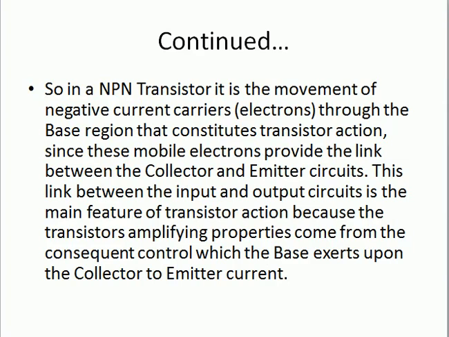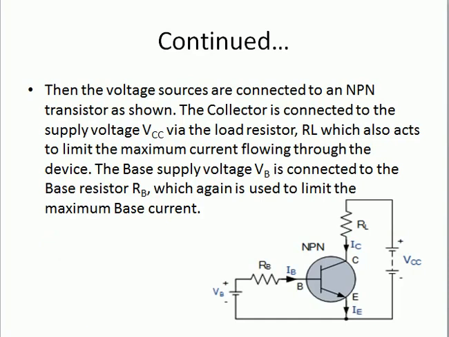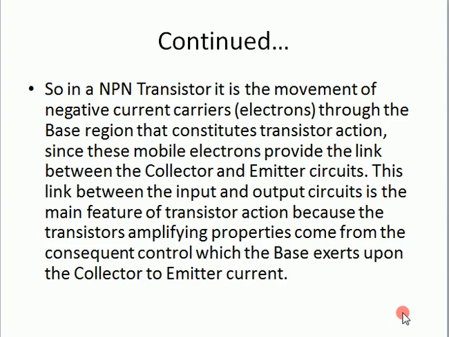Now see here. Here you see that this negative terminal is connected with the emitter, and the emitter is used to supply the charges, and as this is negative, so the emitter is, and that's what we are saying here. So in an NPN transistor, it is the movement of negative current carriers, that is the electrons, through the base region that constitutes transistor action. Now what is meant by transistor action?